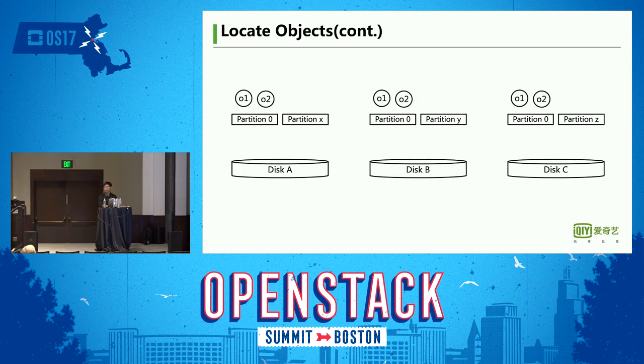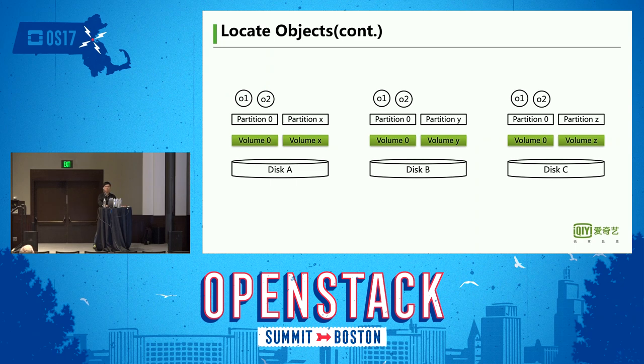So to make the design simple, we map each partition to a volume, and we save the offset and size in the database. No more data position is required. So you can see that now we can locate the objects without modifying the existing ring mechanism.